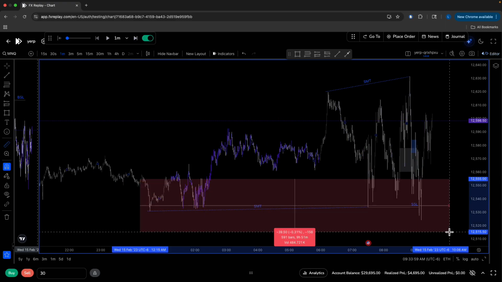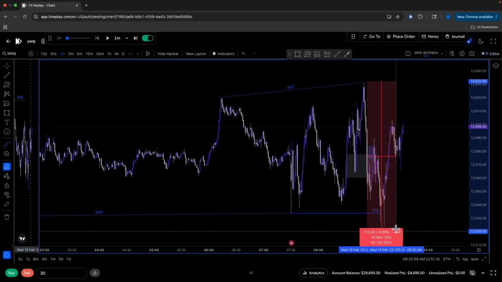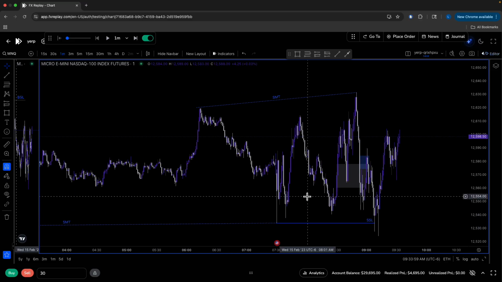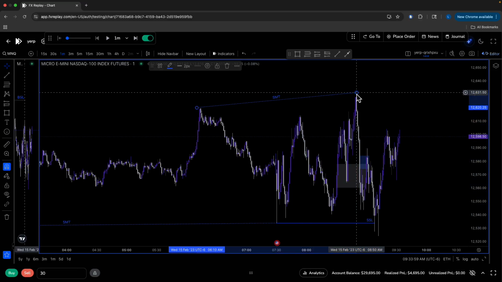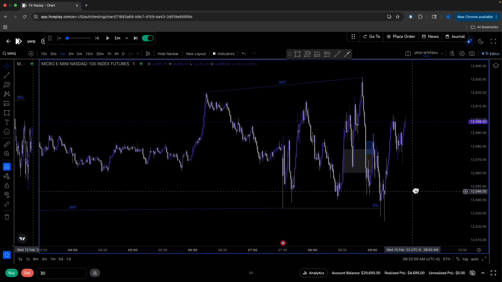This SMT here, the whole purpose of this was to manipulate higher at market open to then get a move lower towards sell side, right? So the reason this SMT is here in the first place is so that the market can get this move here to then manipulate the high and sell off towards the drawn liquidity, which is sell side at this point.